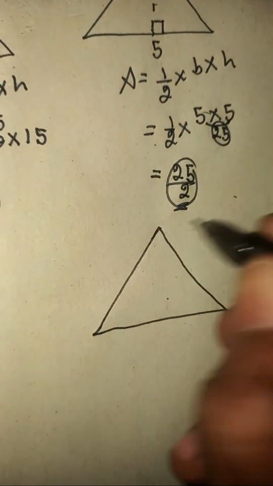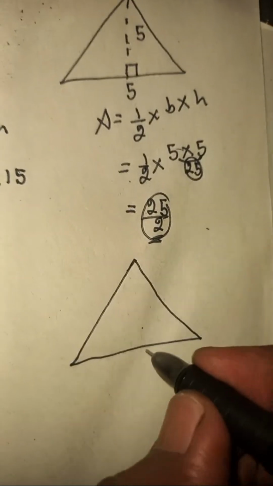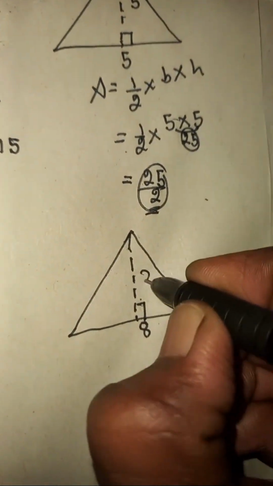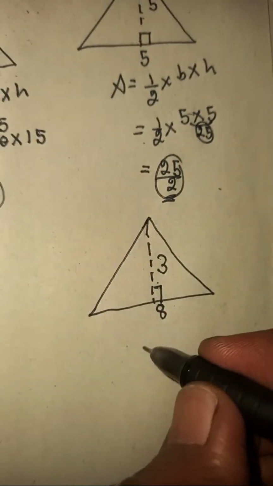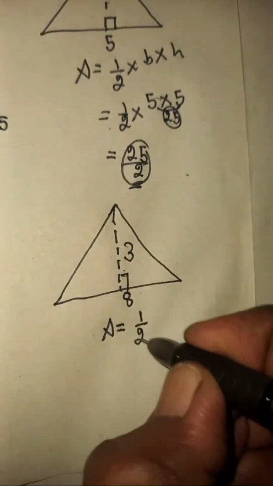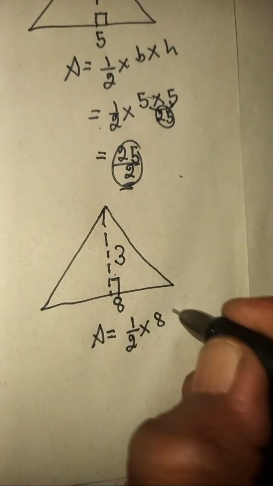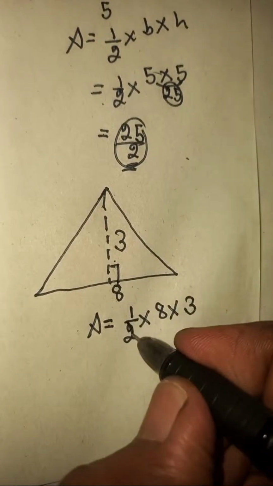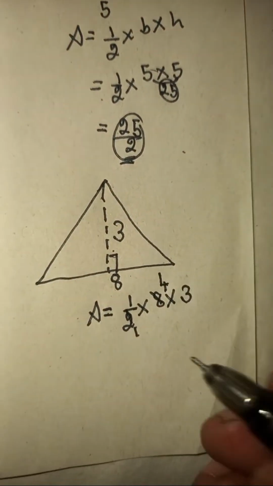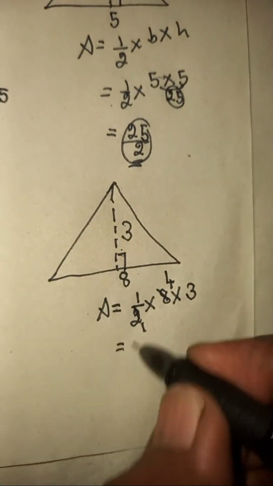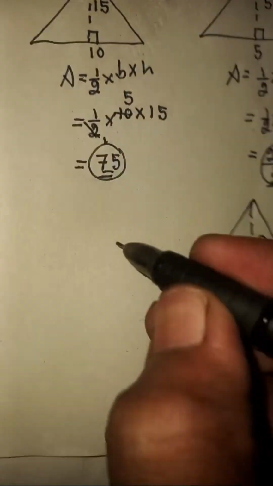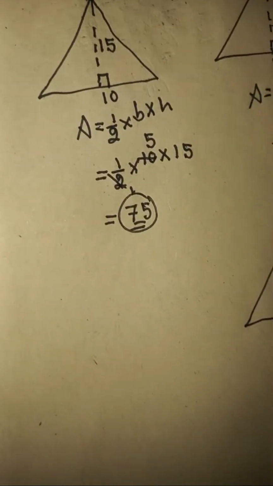In this triangle, they have given base length as 8 units and the perpendicular height is 3 units. Now the area is half times the base length 8 units times the perpendicular height 3 units. You can divide 2 once, 2 four times, 4 times 3 means 12 square units. Let's take at last one more triangle.